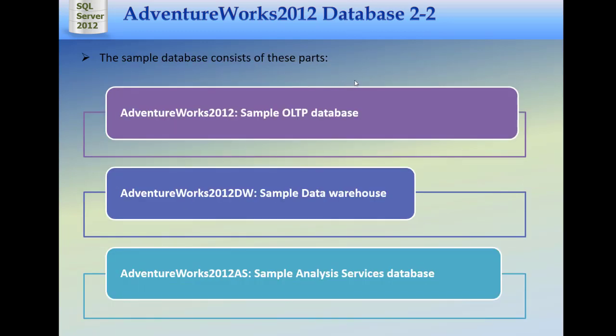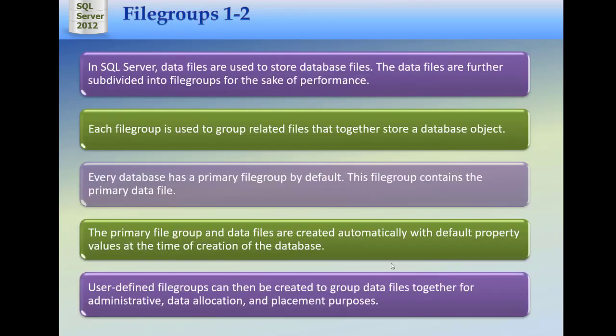A sample database consists of three parts. We have the AdventureWorks 2012 sample online transaction processing database. This is what we downloaded. We have the sample data warehouse. This is for companies that deal with large amounts of data. And we have one for sample analysis services database.